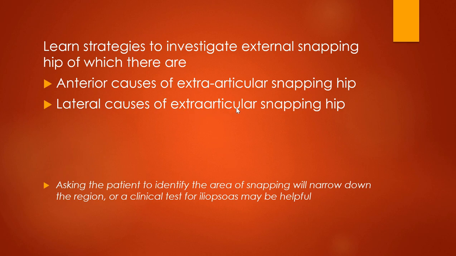We need to learn that there are causes that are anterior and lateral for the extra-articular snapping hip. Obviously it's very helpful: we can ask the patient to put their finger on where the snapping is occurring, and we can try and feel it during movement as well. It's important to mention that there are also many cases of people with snapping hip or snapping tendons that are minimally or completely asymptomatic. So we're investigating painful external snapping hip.